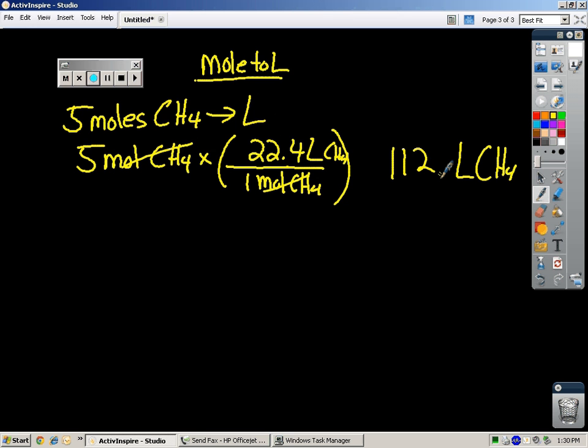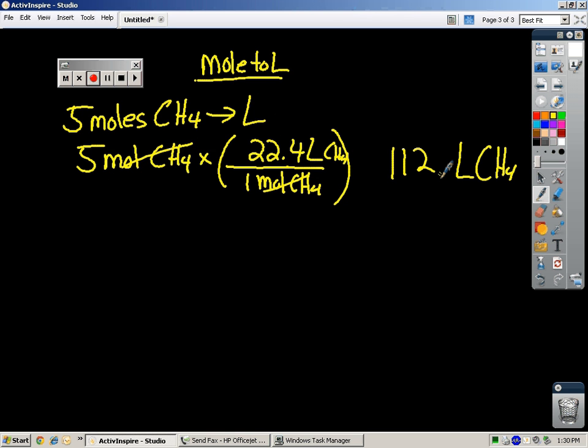Now, if I change this to any other element or compound or molecule or formula unit, would it make a difference to that answer? No. It'd be the same thing, right? Because we would use 22.4 no matter what for a gas. Okay.